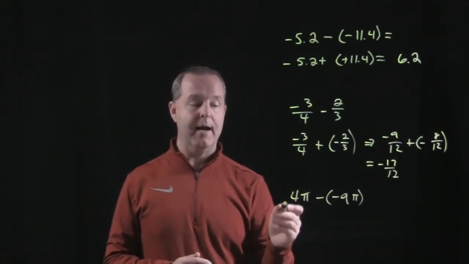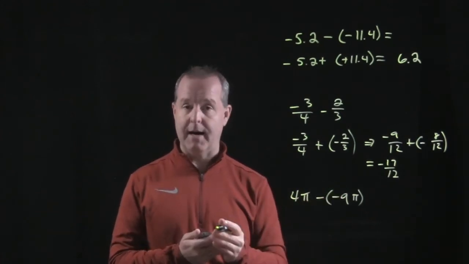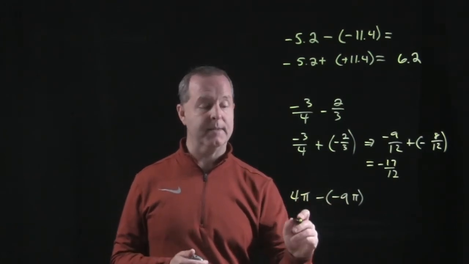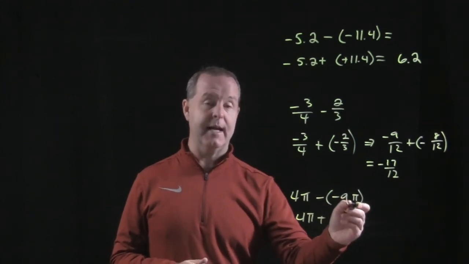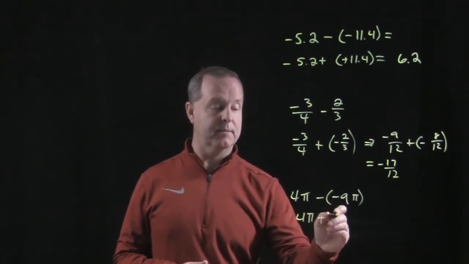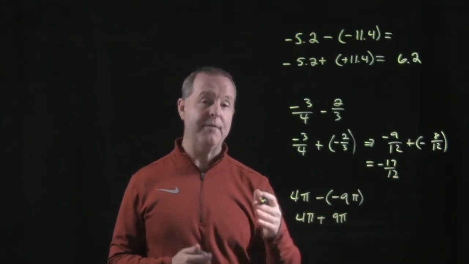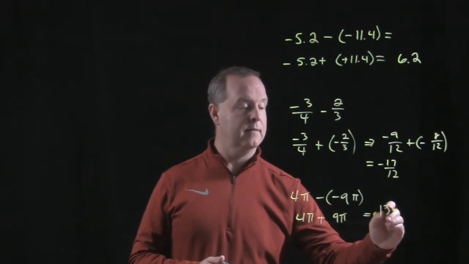So for example, I have 4 pi's, take away a negative 9 pi's. How do we think about that? Well, we can add its opposite. It becomes 4 pi plus the opposite of negative 9 pi, which is a positive 9 pi. 4 pi plus 9 pi, they're like terms, so this becomes 13 pi.